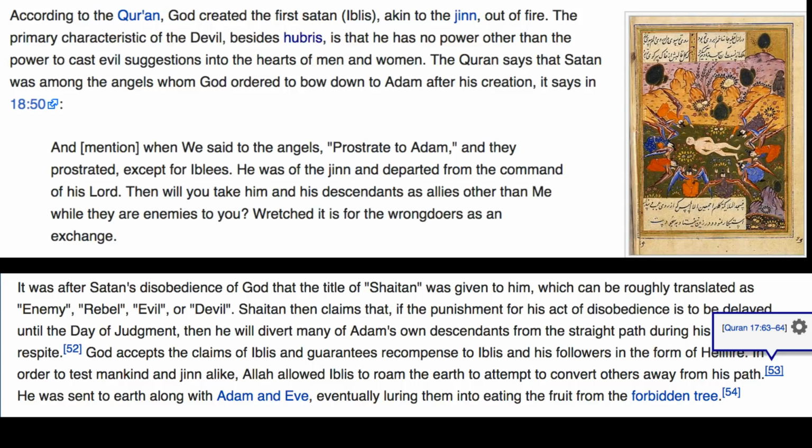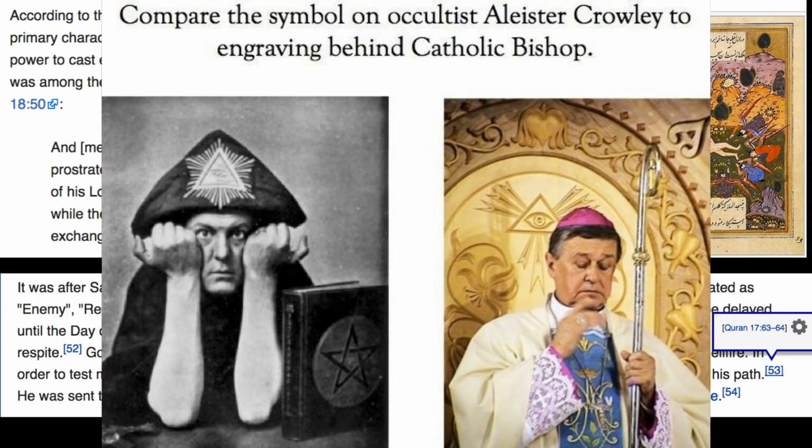Continuing, it was after Satan's disobedience of God that the title of Shaitan was given to him. So after he disobeyed was when he was called Shaitan or Satan, which can be roughly translated as enemy, rebel, evil, or devil. Shaitan then claims that if the punishment for his act of disobedience is to be delayed until the Day of Judgment, then he will divert many of Adam's own descendants from the straight path during the rest of his respite.